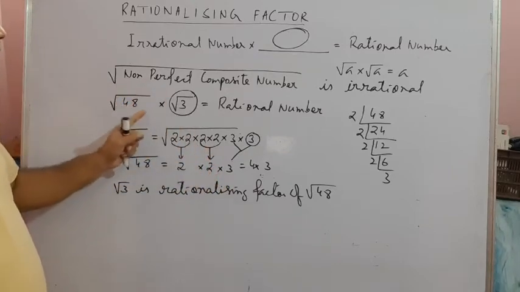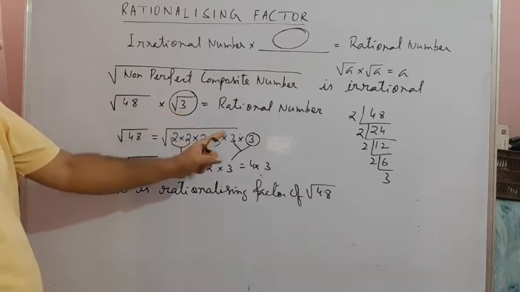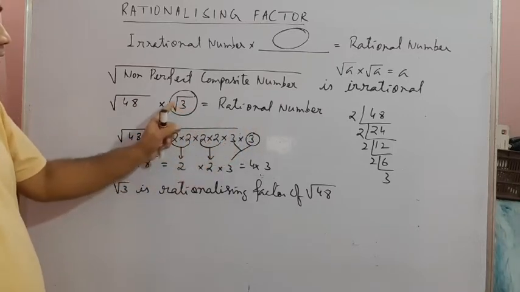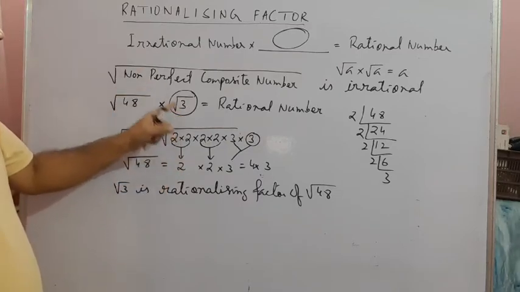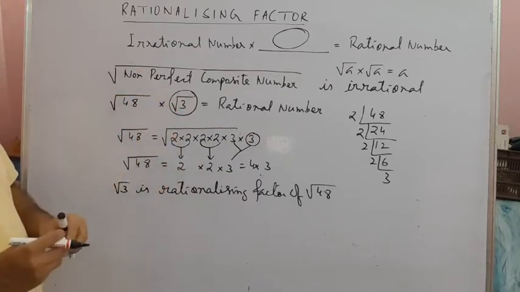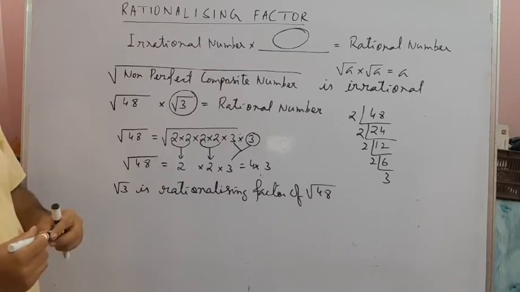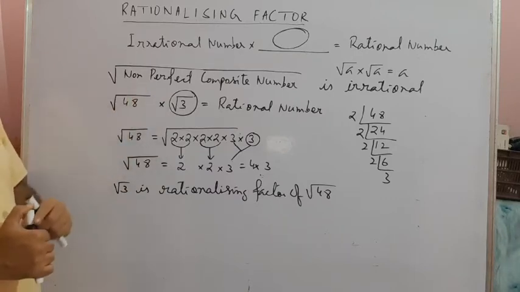So with root 48 I have to multiply 3, but that 3 is inside the root sign, so square root of 3 I have to multiply. This square root of 3 is what? It is the rationalizing factor of root 48. Okay, so it is for composite number.